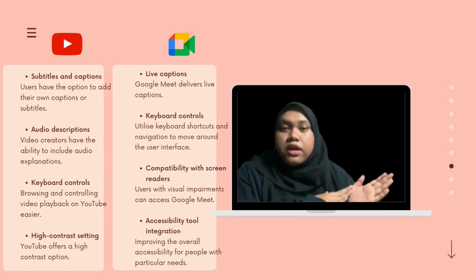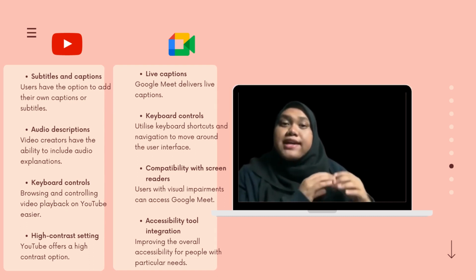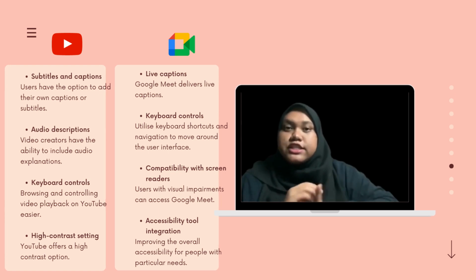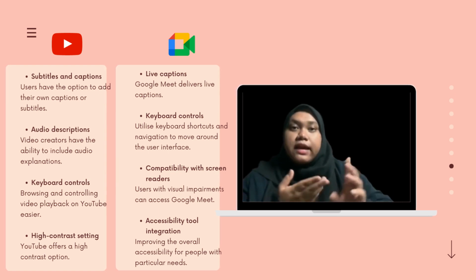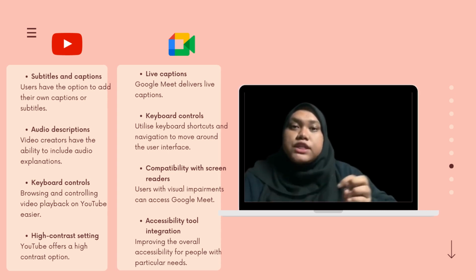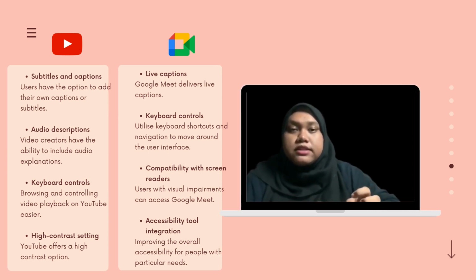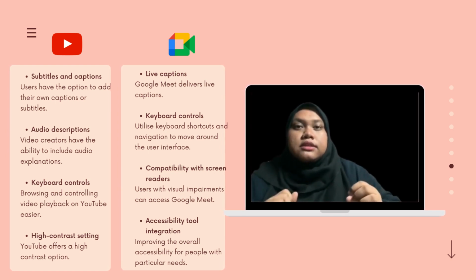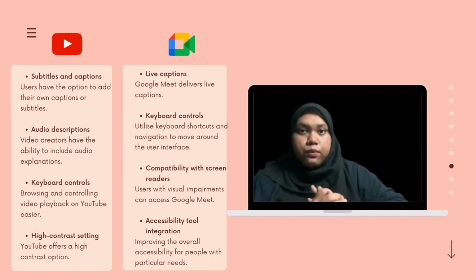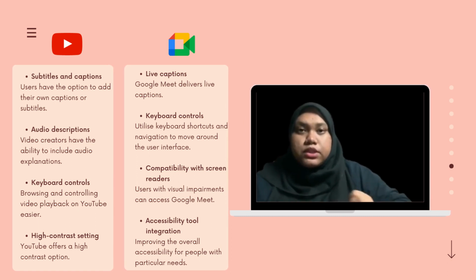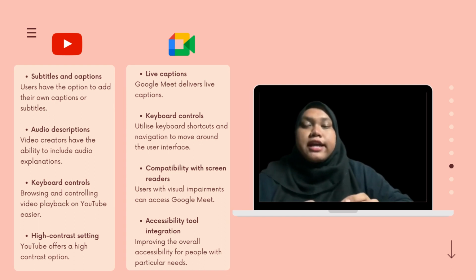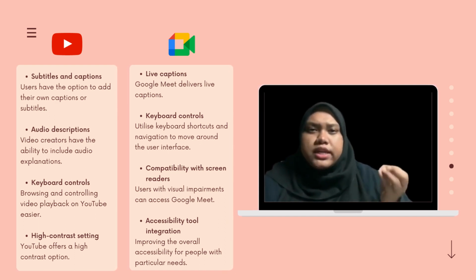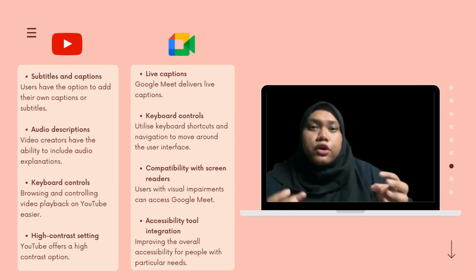Next element we will look into accessibility. YouTube has taken steps to improve accessibility. It offers several features, such as number one, subtitles and captions. Users have the option to add their own captions or subtitles, which enable deaf people to see video. Number two is audio description, where video creators have the ability to include audio explanations that explain visual components, giving people who are blind or visually impaired more context.